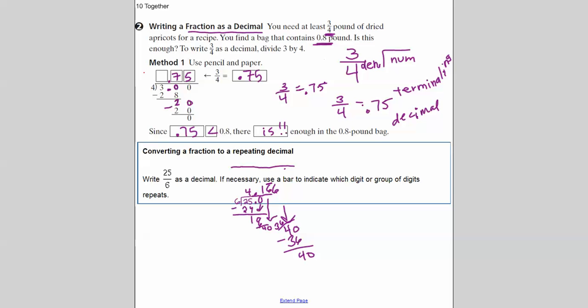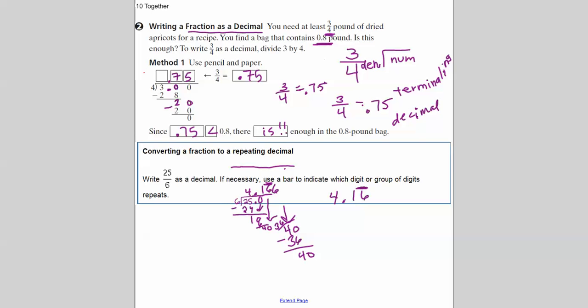So my final answer is 4 and 16 hundredths with my 6 repeating. So if it's only the 6 that's repeating, I put a bar over the 6 to indicate that it's repeating. That little bar is my little math symbol that tells me I have a repeating decimal. So instead of writing out 0.66666 18 times, I just put that bar on the top.